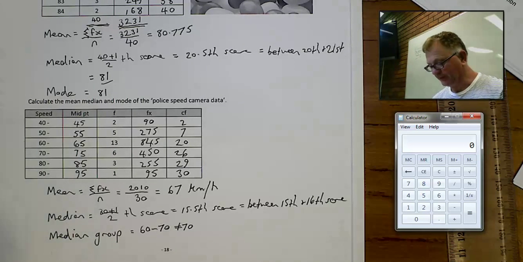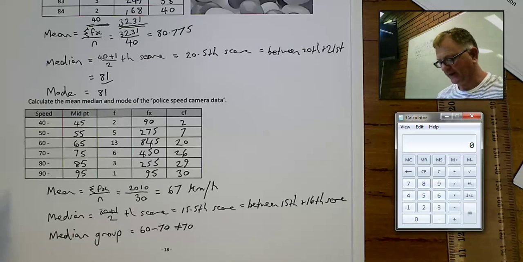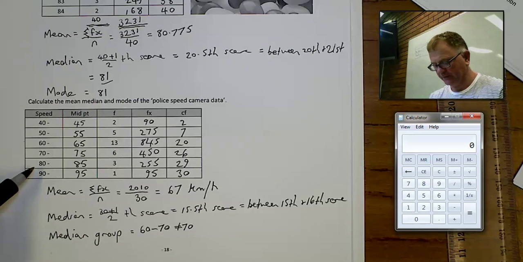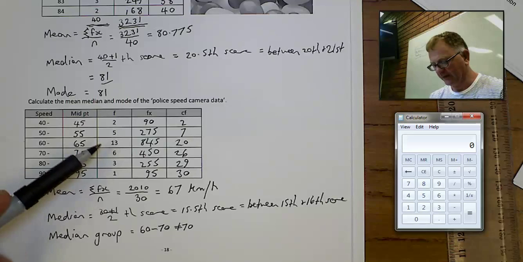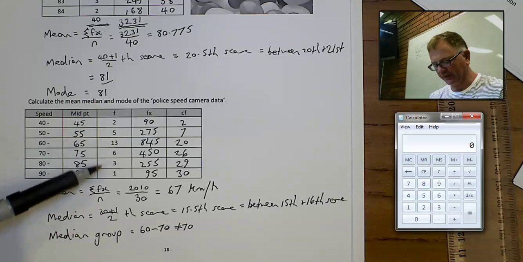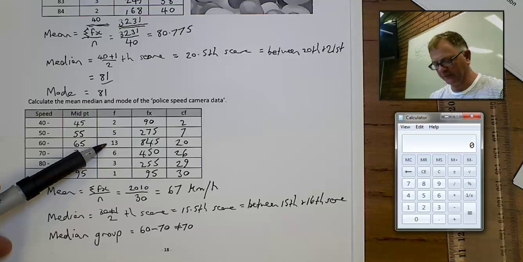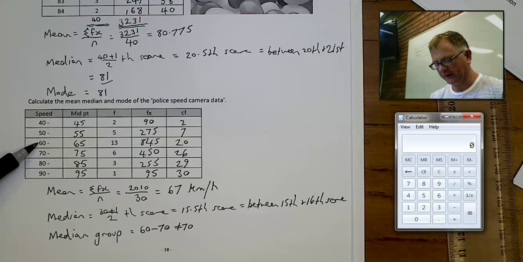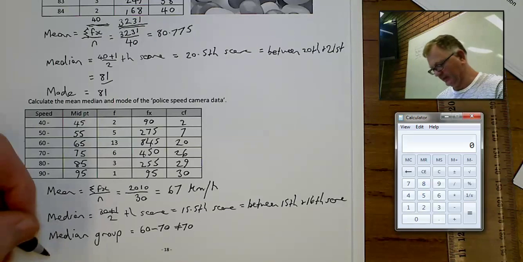The modal group is the group which has got the mode in it, because we probably can't say exactly what the mode is anymore because the data has been grouped. But you can see, if you look down here, the group which has got the highest frequency is this one here. There are 13 cars in this group. So once again, the group 60 to 70 is the mode, the modal group.